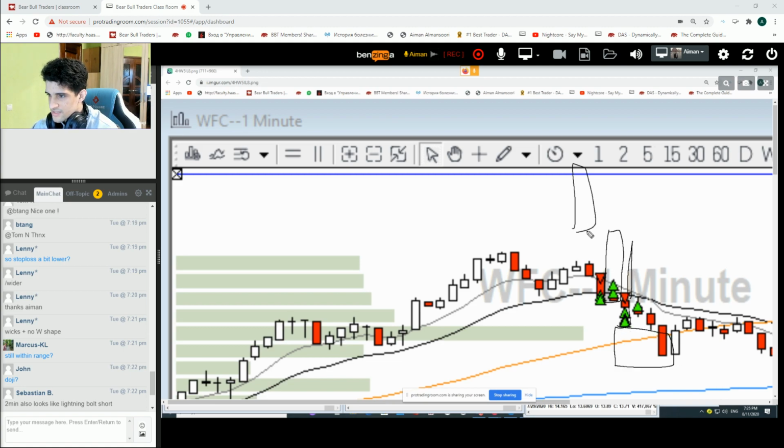So if your entry is somewhere here and you are taking a partial somewhere down here, your stop loss is automatically at break even. This wick down here will get you stopped out, and that's exactly what happened here. You're taking it to the short side, you're taking some partials, and the next candle it's getting you stopped out, and then it continues to go to the downside.